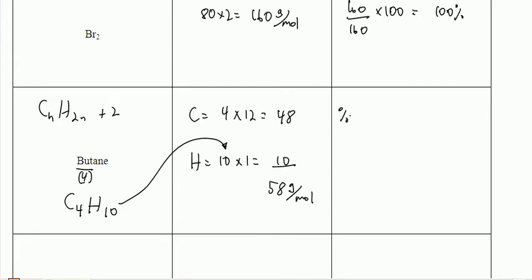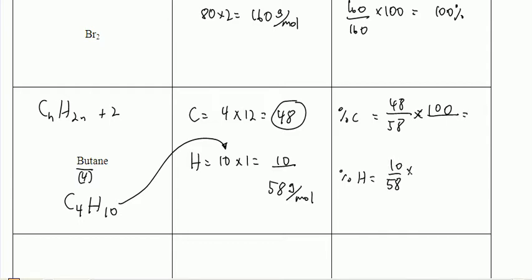For the percent carbon and the percent hydrogen, we take the total amount from the carbon and divide it by 58. And we get our answer, and multiply by 100. 10 divided by 58 times 100 will be the percent composition of hydrogen.